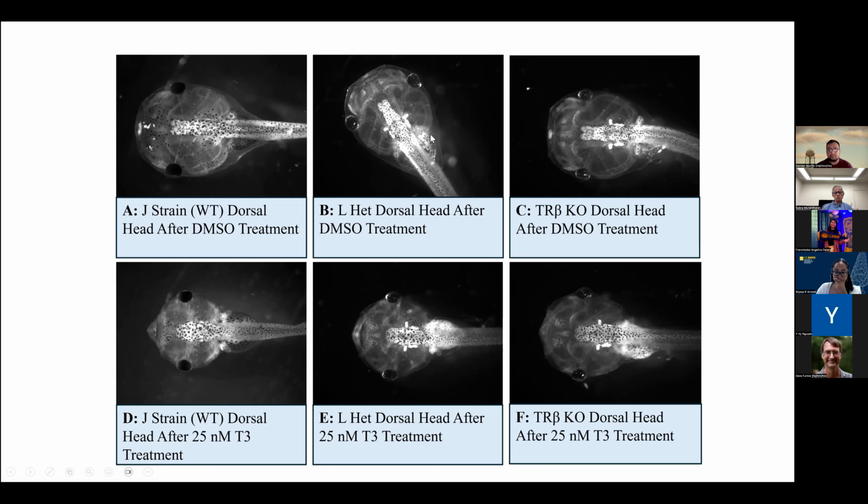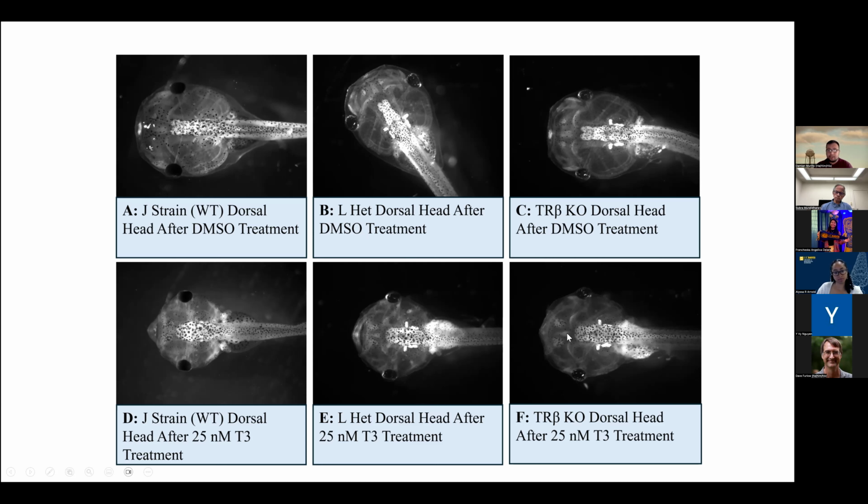At this stage, their development is pretty much all aligned. Then we hit them with 25 nanomolar T3 and see over a 2 or 4 day span how their development changes. With the J strain, when they're exposed to 25 nanomolar T3, there's a great reduction in the head area. There's also an angling of the jaw, seen by that peak here. Then if we look at our L het, where they only have 1 copy of this receptor, compared to the L het DMSO, the head area does shrink a little bit, and angles start forming in the jaw, but not as drastic as the J strain.